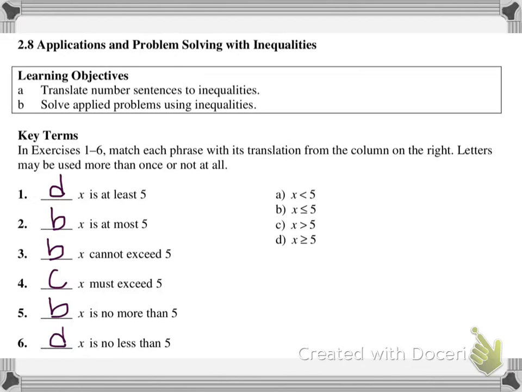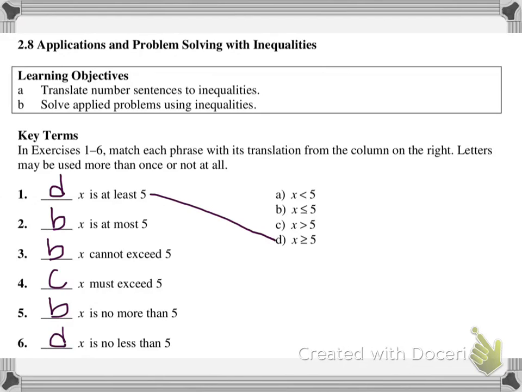So like on number 1, x is at least 5. Well, at least 5 implies that it can be greater than 5 or equal to 5. But 5 is the minimum. It can be anything above that. A lot of times we see the word least and we assume less than. But at least means 5 is the smallest, and it can be anything more than that.